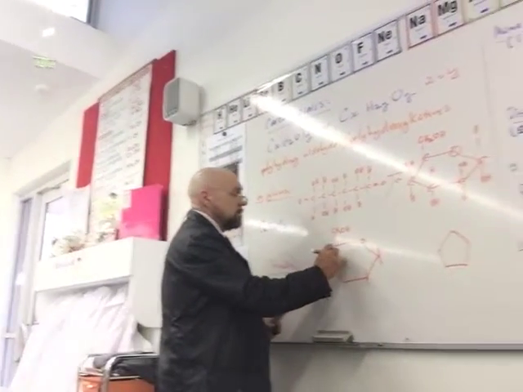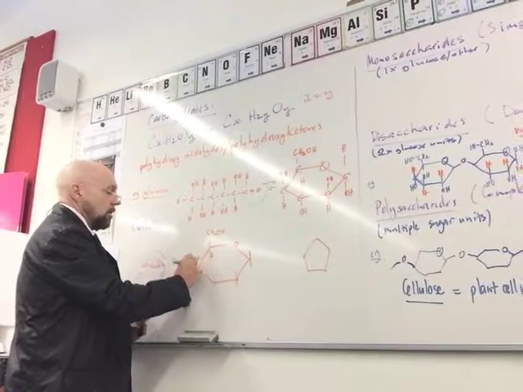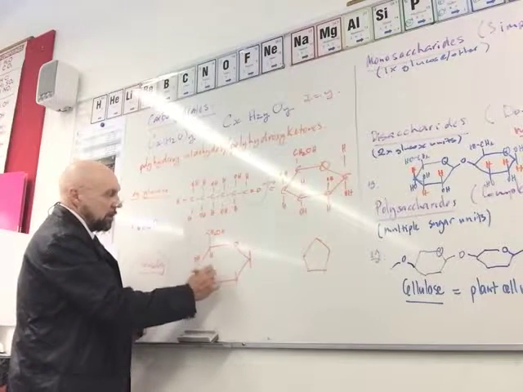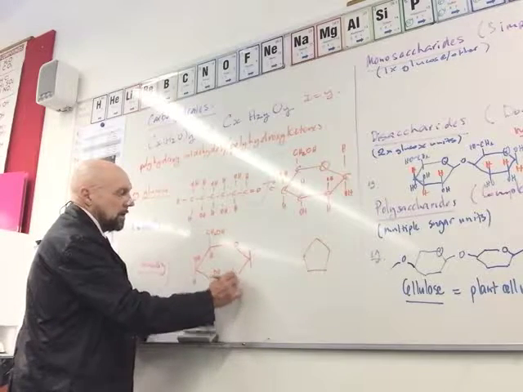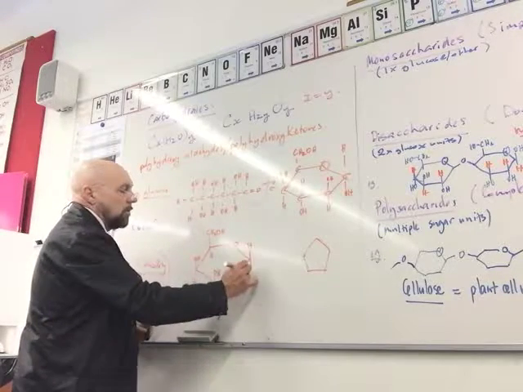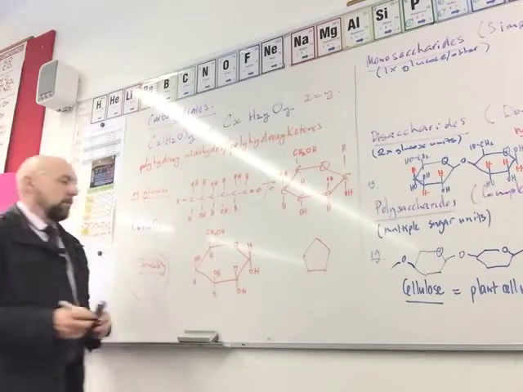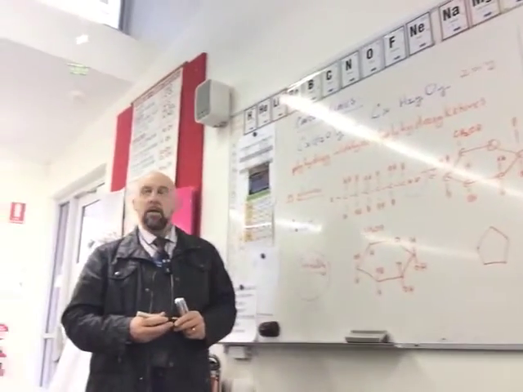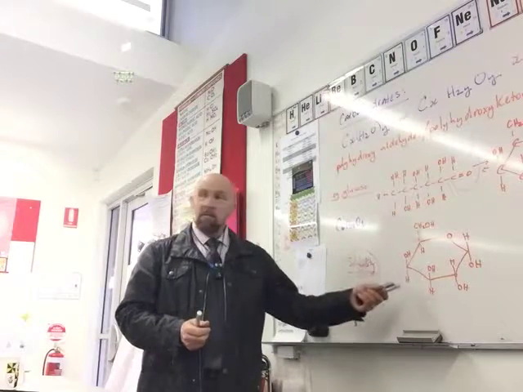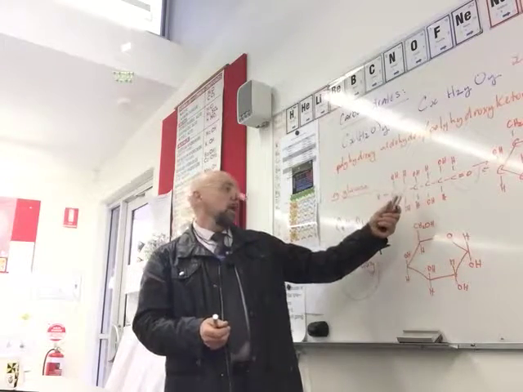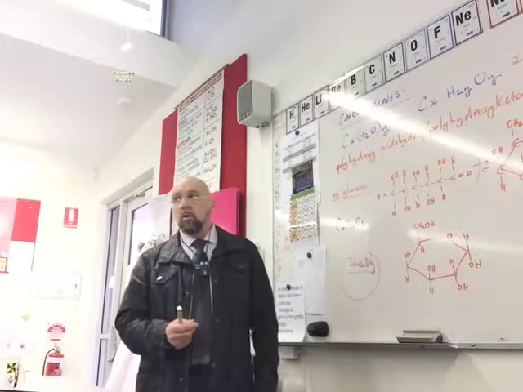Then all I do is come back, and where I put my H or OH doesn't really matter. It could be down the top or up the bottom, it's still going to give me the same outcome, the same formula. So when you're drawing glucose, that's why I think it's easier to do it in the cyclic form. But be aware that you should be able to do it in the linear form as well.